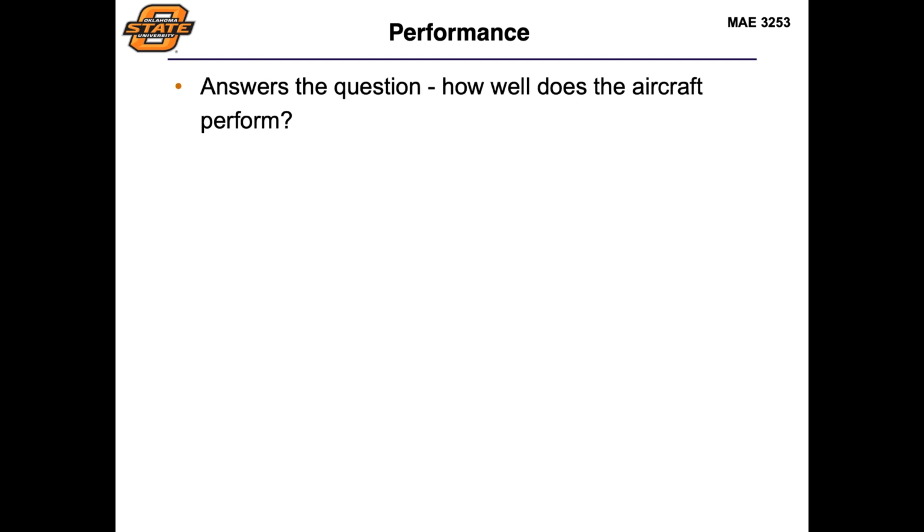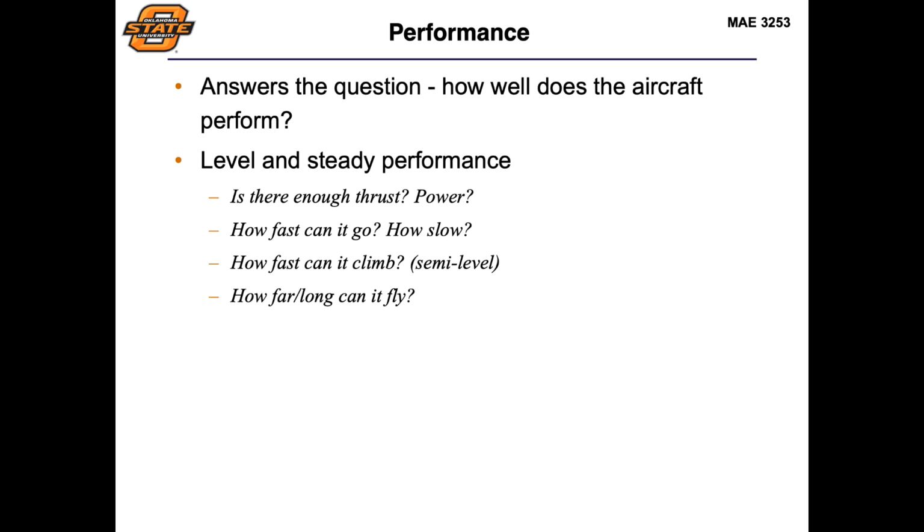So, when we come back and look at performance, we want to answer the basic question, how well does the aircraft perform? And when we say perform, we mean lots of different things. Some of these are going to be analyzed using a level and steady performance calculation when we're looking at the aircraft essentially in cruise flight. So it's level, not increasing altitude, not ascending, and not decreasing altitude, not descending, but also steady. The aircraft is not accelerating. It's flying at a constant velocity.